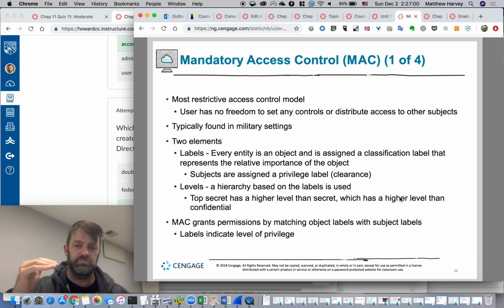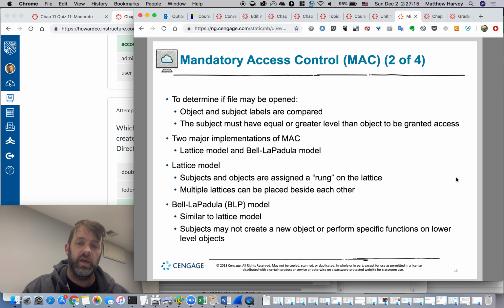So top secret is higher than secret, and then confidential is lower. Those are the common levels of classification in the U.S. government. And so that's how that works. It's pretty simple. So the object and the subject labels are compared, and the subject must have an equal or greater level in order to access an object.